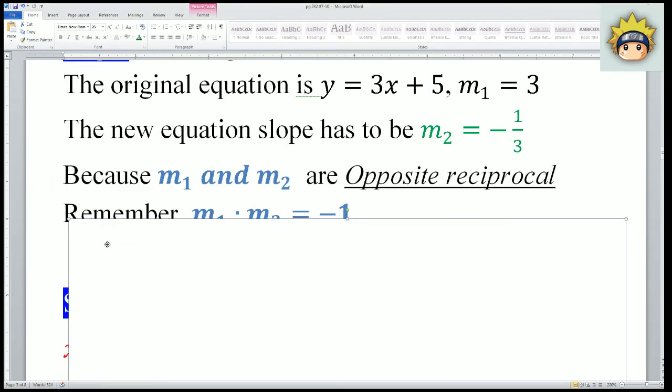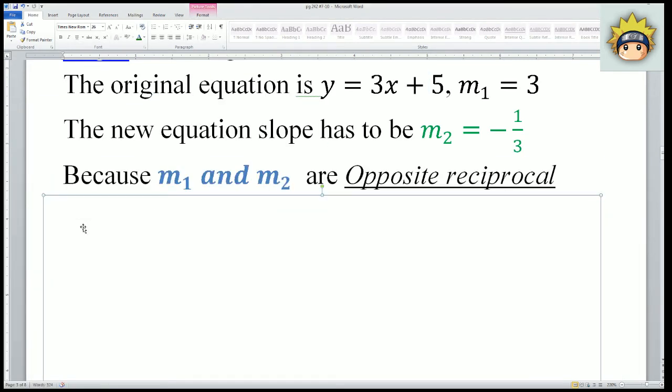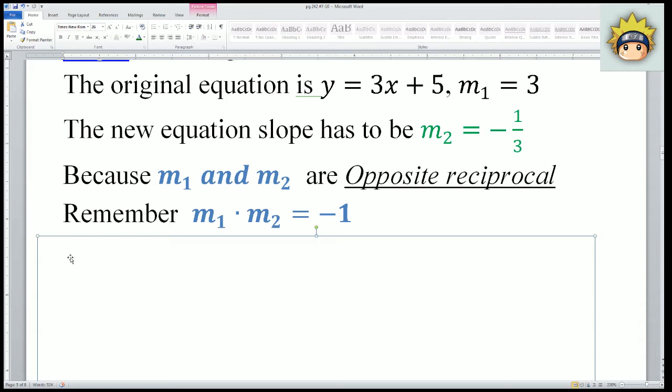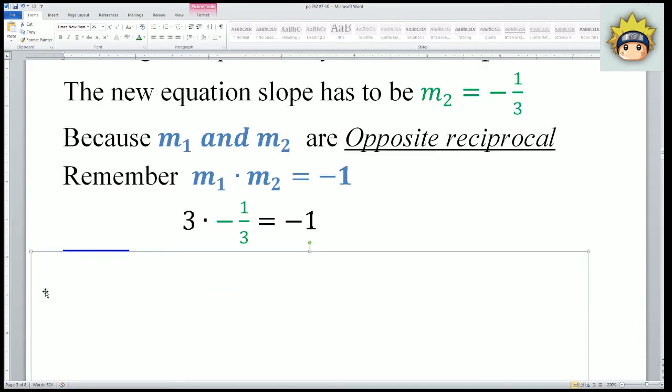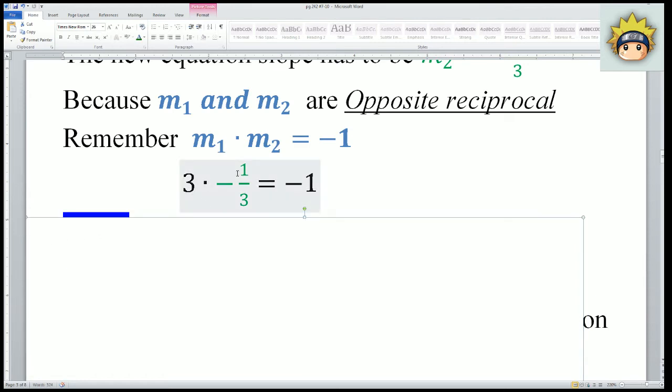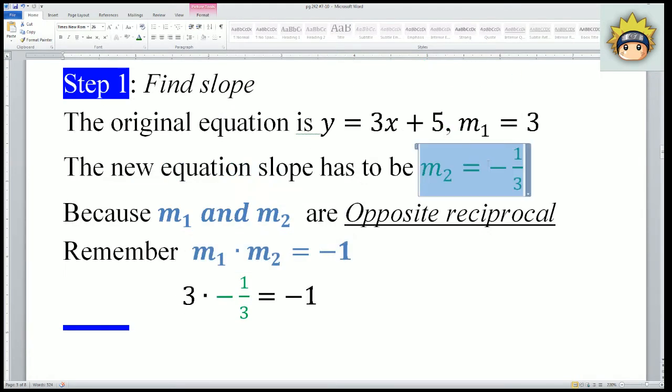To double check, remember that M1 and M2 are opposite reciprocals because they form perpendicular lines. Remember that M1 times M2 is equal to negative 1. So I can double check: 3 times negative 1 over 3 should be negative 1. Right? If you plug that into your calculator, you should get negative 1. So I know that this is the correct slope.